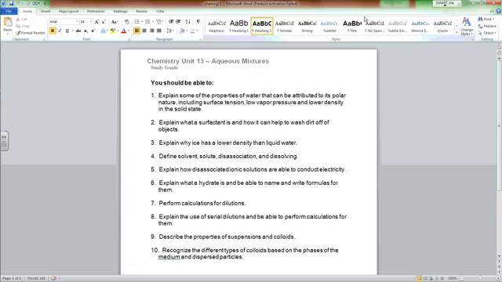Okay, we already talked about number 3, really. Ice has a lower density than liquid water because of the empty space in between the molecules when it forms those hexagons.